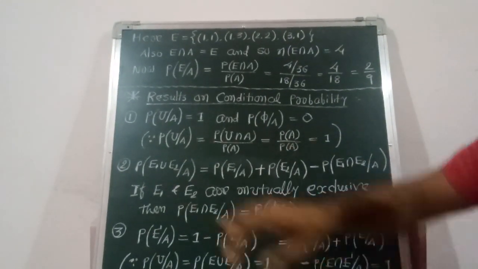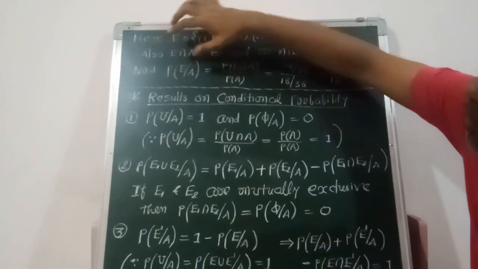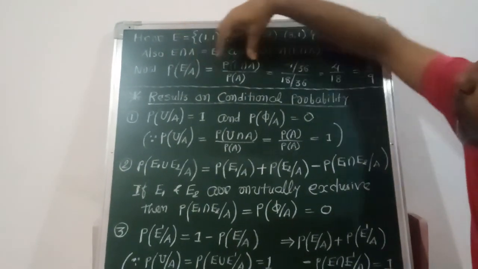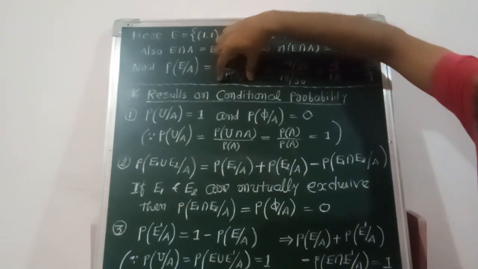Now our question is the probability of event E when the condition A is given. So it is very obvious that the formula is probability of E intersection A upon probability of A.